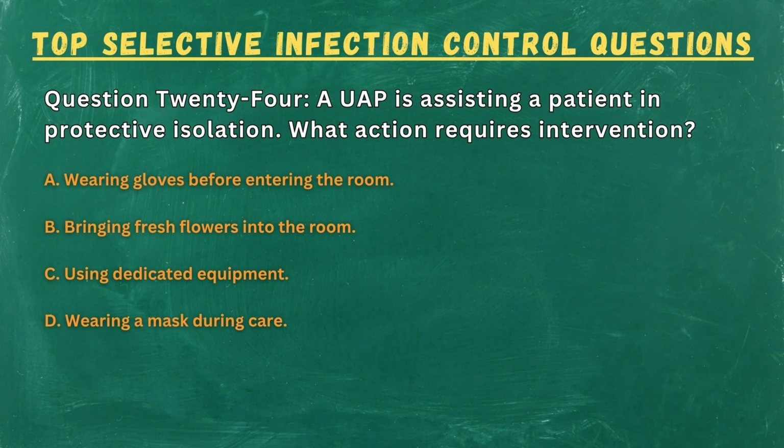Question 24. A UAP is assisting a patient in protective isolation. What action requires intervention? A. Wearing gloves before entering the room. B. Bringing fresh flowers into the room. C. Using dedicated equipment. D. Wearing a mask during care. Answer: B. Bringing fresh flowers into the room.